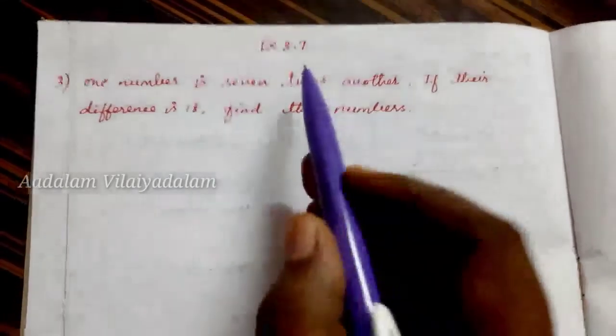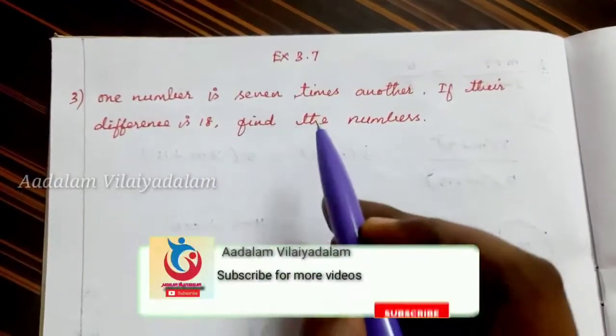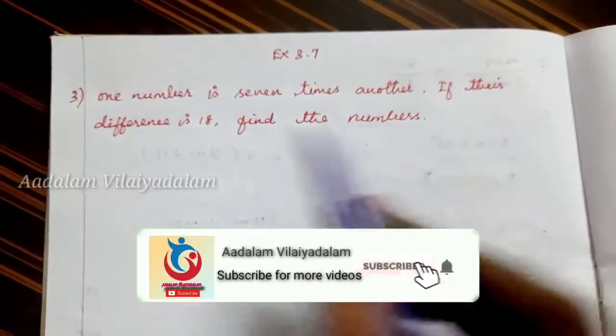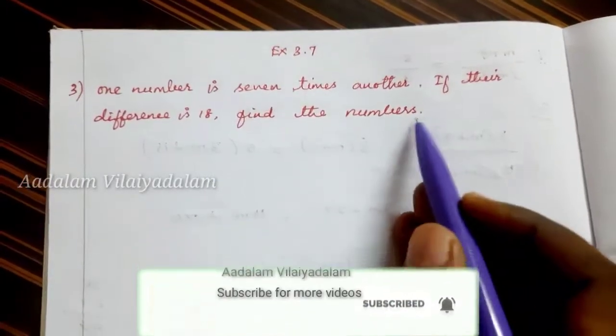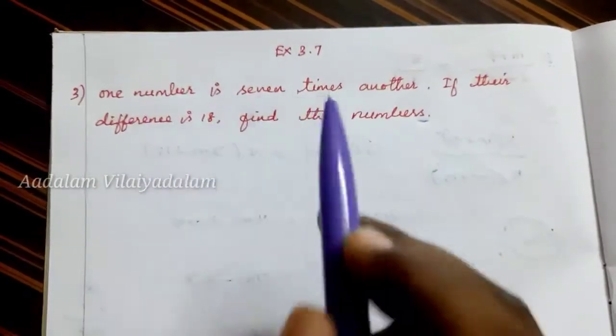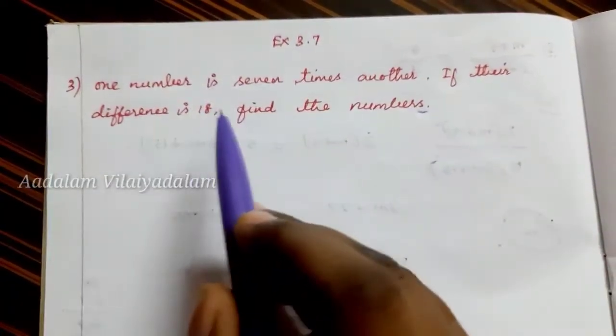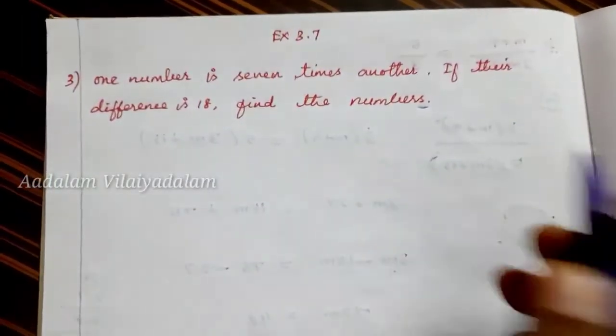Today we shall learn exercise 3.7 question number 3. One number is 7 times another. If their difference is 18, find the numbers. So, repeat the question. One number is 7 times another. If their difference is 18, find the numbers.